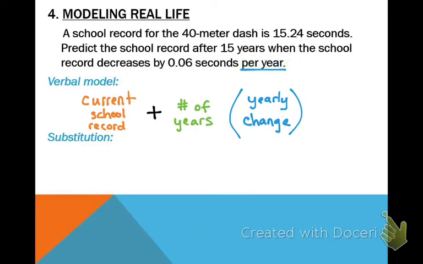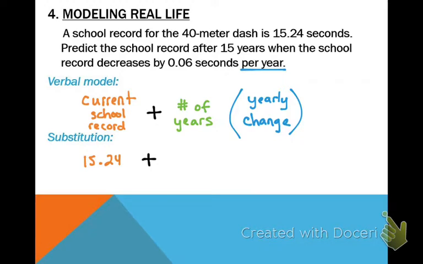So now we're doing some substitutions. Repeat after me. Plug it in, plug it in. Let's start right here with the current school record. What is the current school record, class? 15.24. I'm plugging it in. What should I do with my plus sign?